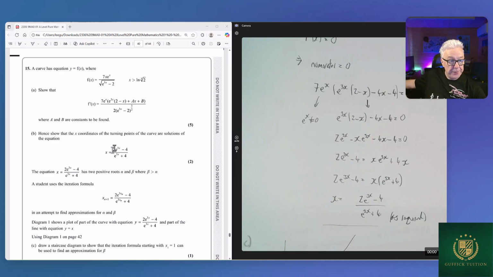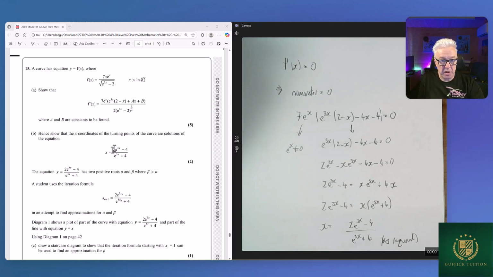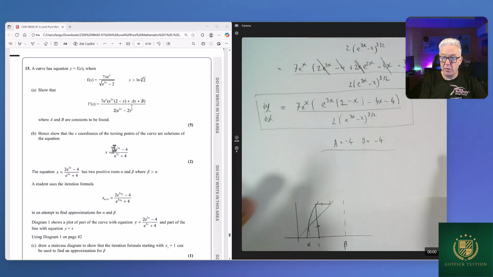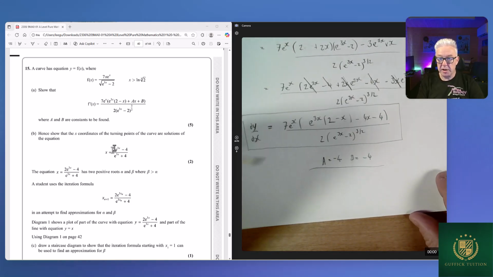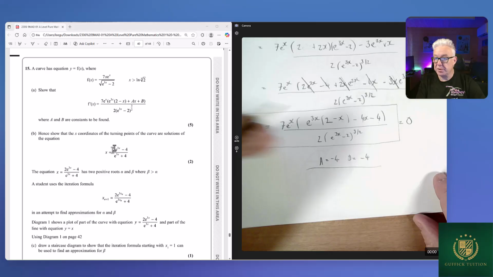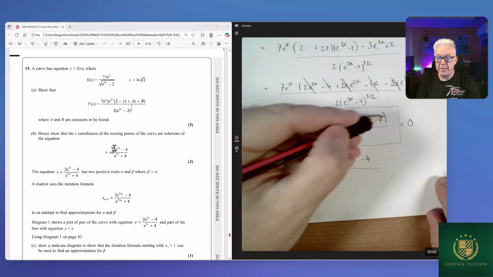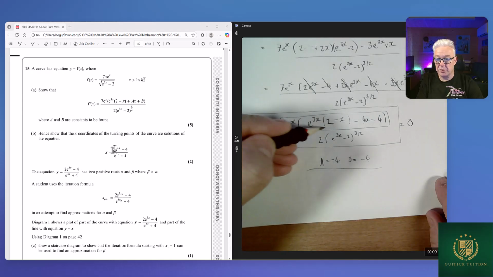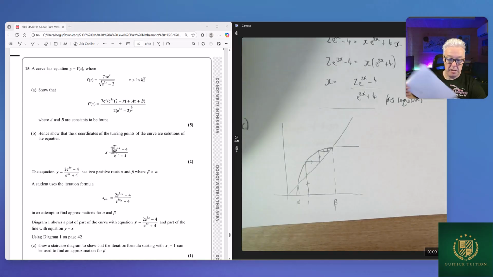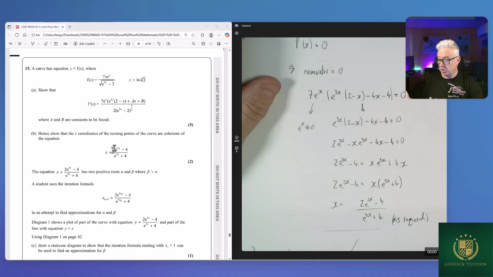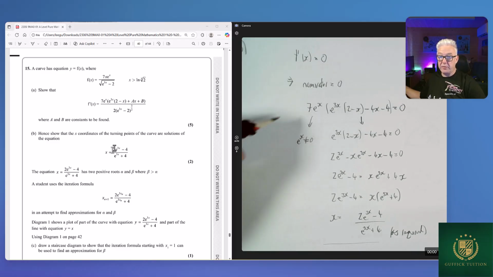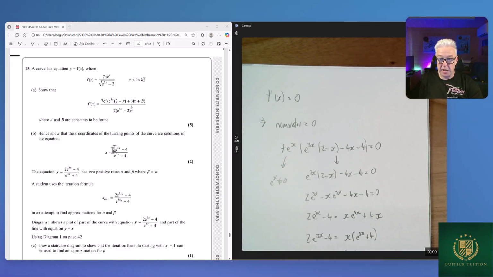Let's see what's next. Part B, hence show that the x-coordinate of the turning points of the curves are solutions to that equation. Now, we've got our expression here. This is our dy by dx. So for the turning points, we're saying that dy by dx equals 0. When dy by dx equals 0, that basically means that our numerator is going to equal 0. So we just need to consider the numerator of our expression equal to 0. And here I've written the numerator equal to 0.